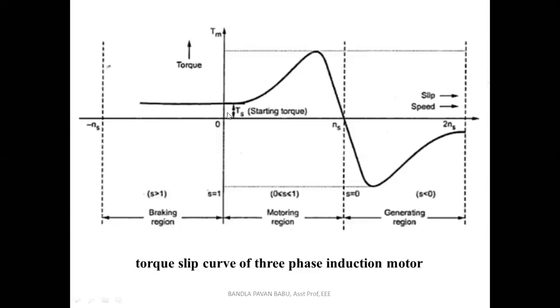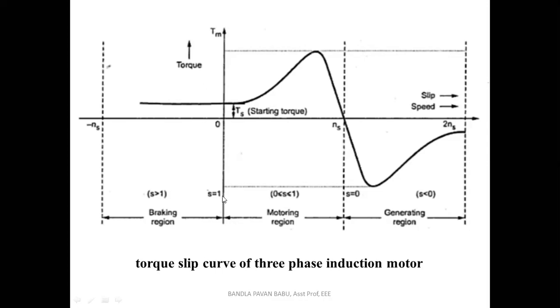Okay, so this graph represents the torque-slip characteristic of the three-phase induction motor. You can see here from 0 to maximum speed, that is the synchronous speed Ns, this is the motoring region, which is actually what we require. In the previous session I also discussed what the case is if the slip value is less than 1 or greater than 1, and how the motor is going to perform there. We need to conclude that from this characteristic. Look at the x-axis, which represents the slip and the speed, and the y-axis represents the torque.